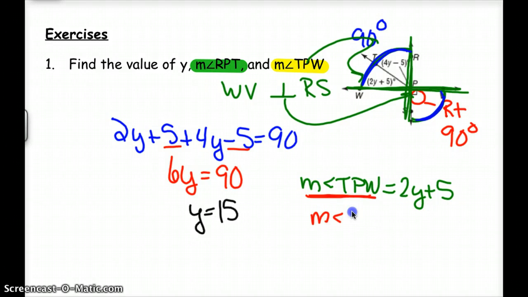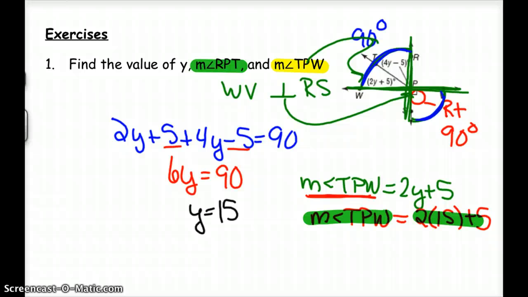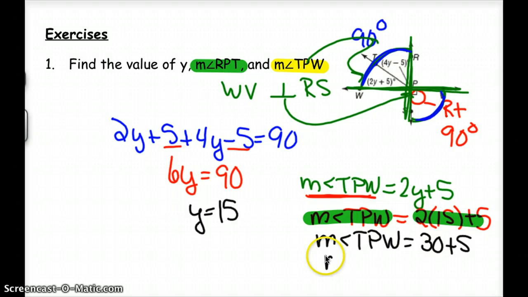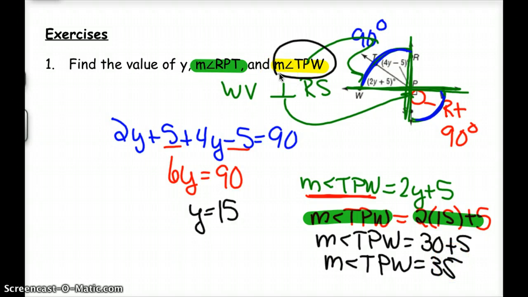Now, don't have those numbers floating around. The measure of angle TPW equals 2 times 15 plus 5. A lot of you, what you're doing in your homework is you're writing this down, but you're not showing what it's representing. So you need to also write that angle is equal to it. At this point, you've got the measure of angle TPW equals 30 plus 5. So the measure of angle TPW is 35. So that's one of my answers, TPW.